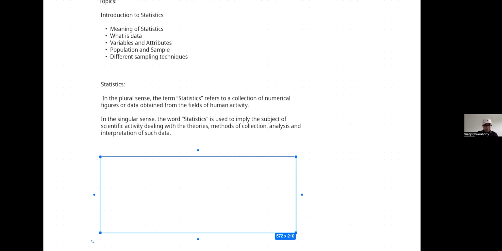Another characteristic which is of importance is that statistics are typically affected by multiplicity of causes, right?